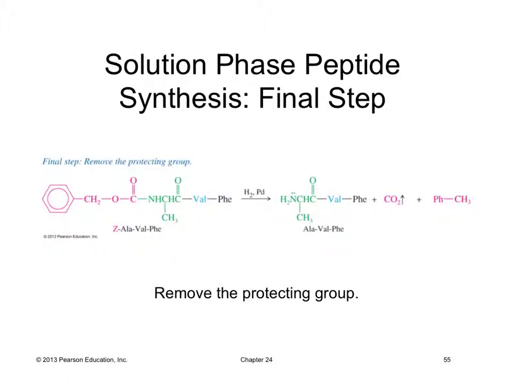And then you can do the same thing. You can then continue to activate the C-terminus and then couple with a free amino acid. And so this will continue on for some time, and then if you want to remove this protecting group, the way you can remove this is through hydrogenation. This will remove it, making this into an amine, and now you've just generated alanine, valine, phenylalanine trimer, or tripeptide. CO2 is released, and PhCH3.